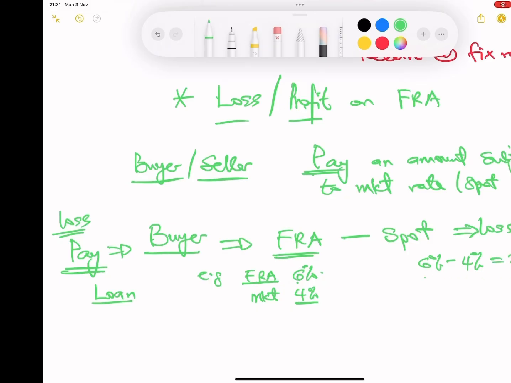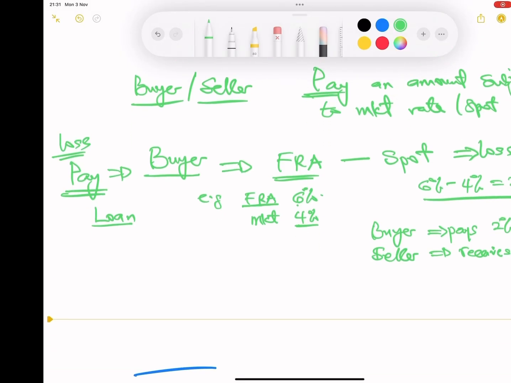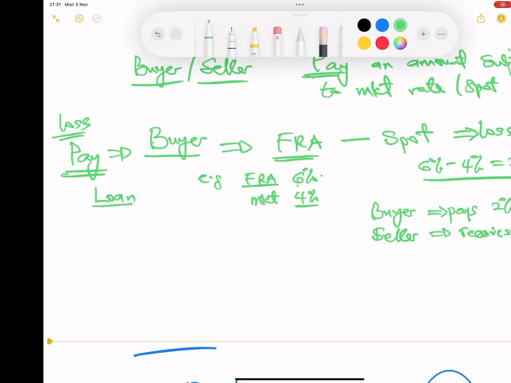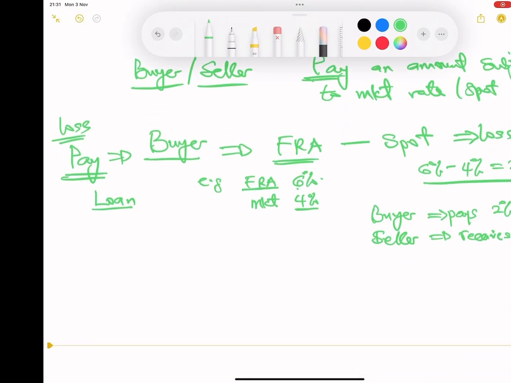And so the buyer pays 2%, which means whoever sells this to him will receive this money that the guy is paying, the same 2%. Please take note. Very important.